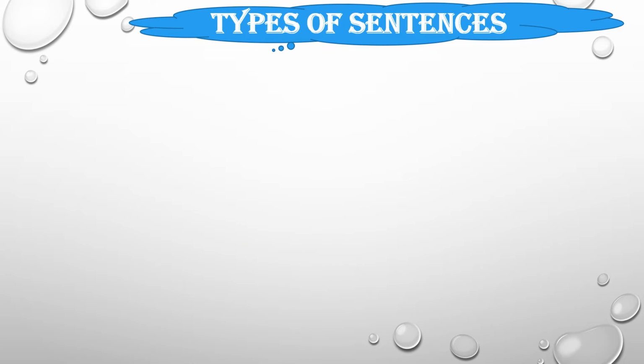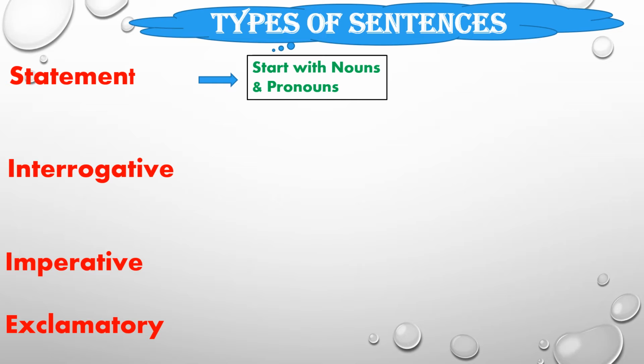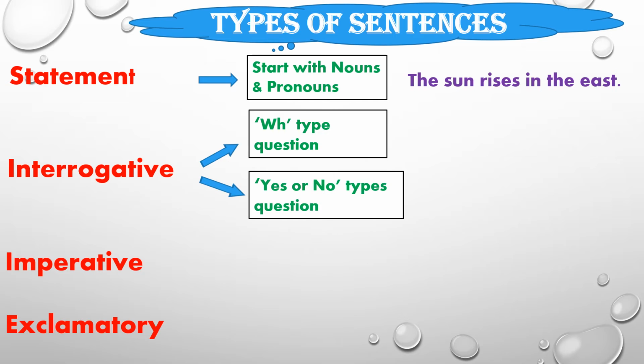Types of sentences. Generally, sentences are divided into four major categories: statement, interrogative, imperative, exclamatory. First one, statement. Statement sentences start with nouns and pronouns. For example, the sun rises in the east. Second one, interrogative. Interrogative sentences are divided into two types. First one, WH type question. Second one, yes or no type question. WH type starts with what, where, when, how, etc.